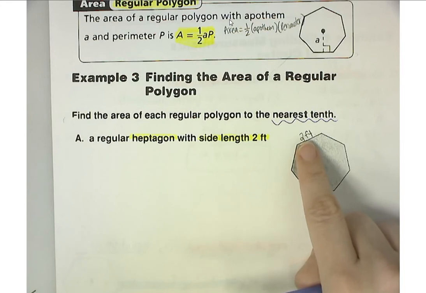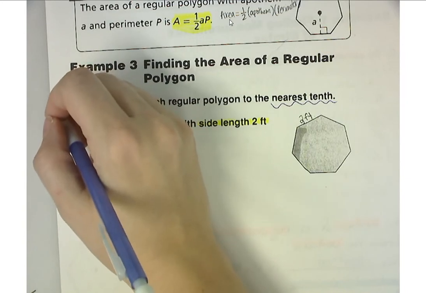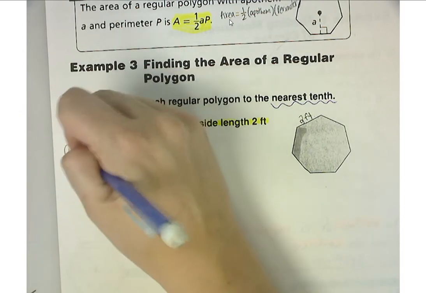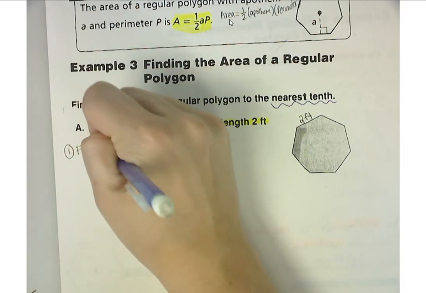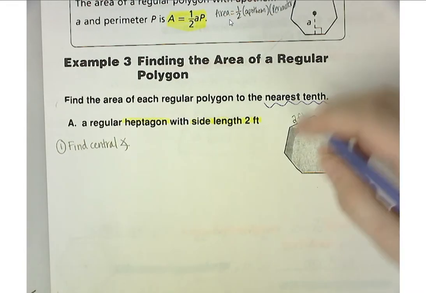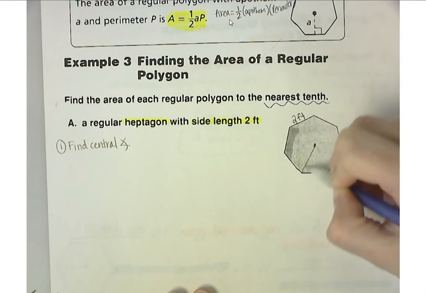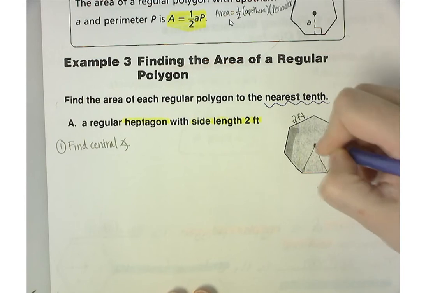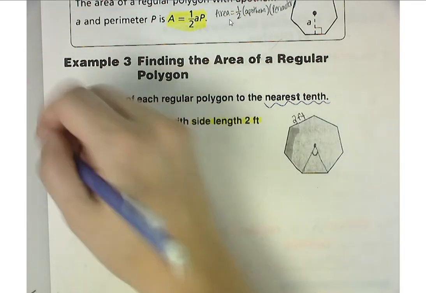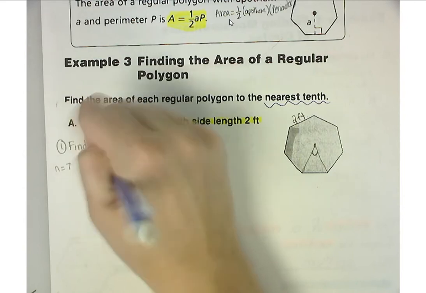And you might not always be able to find the perimeter first. So what we're going to start by doing is finding the central angle. Remember, the central angle is this angle here in the middle. My n is going to be 7, so I'm going to do 360 degrees divided by 7.